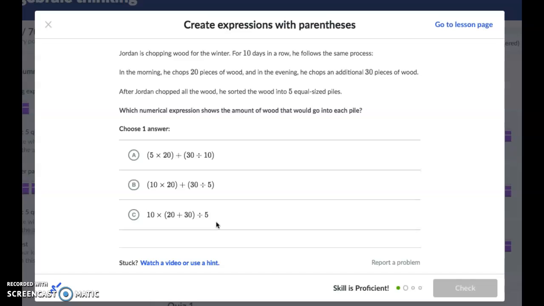So again, we're splitting it into 5 piles, so I know I've got to have a divided by 5 there. When I look here, this is 10 days times 20 pieces of wood, but then we never talk about the evening where he does the 30 pieces of wood. So that's not going to work. Here, this is for 10 days. He chops 20 in the morning and 30 in the evening. So that's going to give us a total of 50, which is what he chops in a full day. And then we're going to take our answer, 10 times 50. We're going to get that answer, and we'll divide it into 5 piles. So C is our best choice.